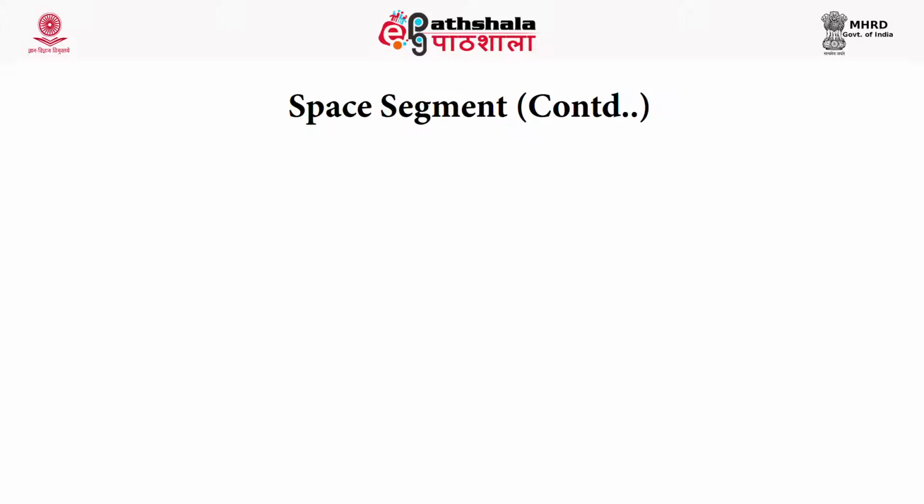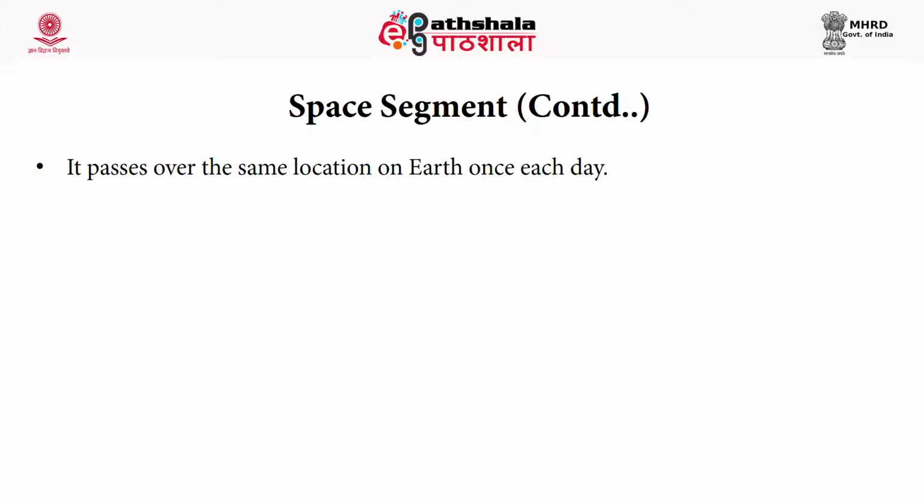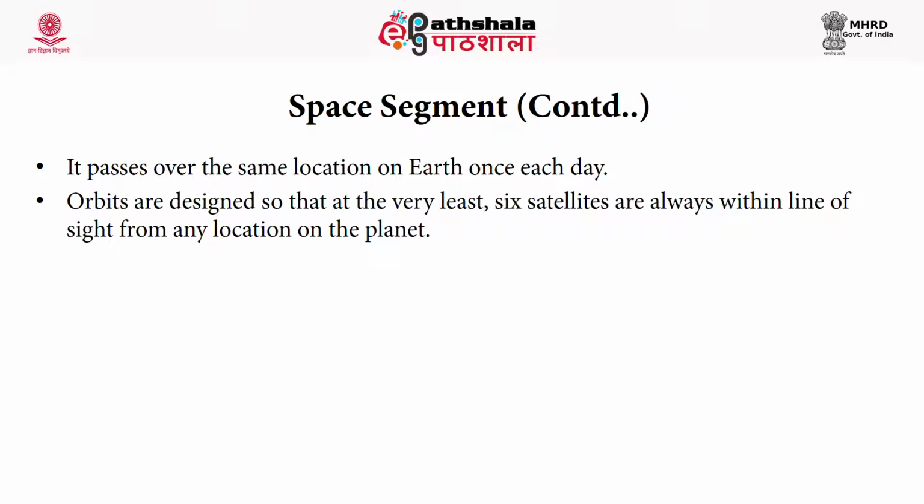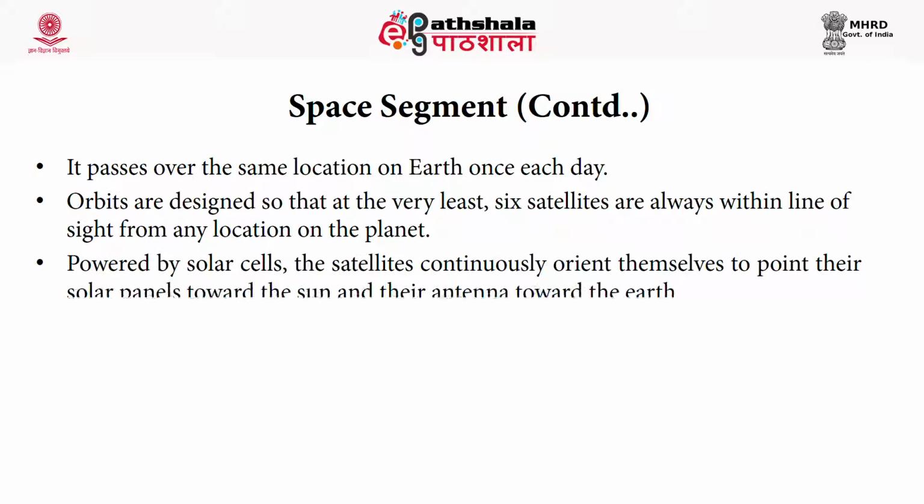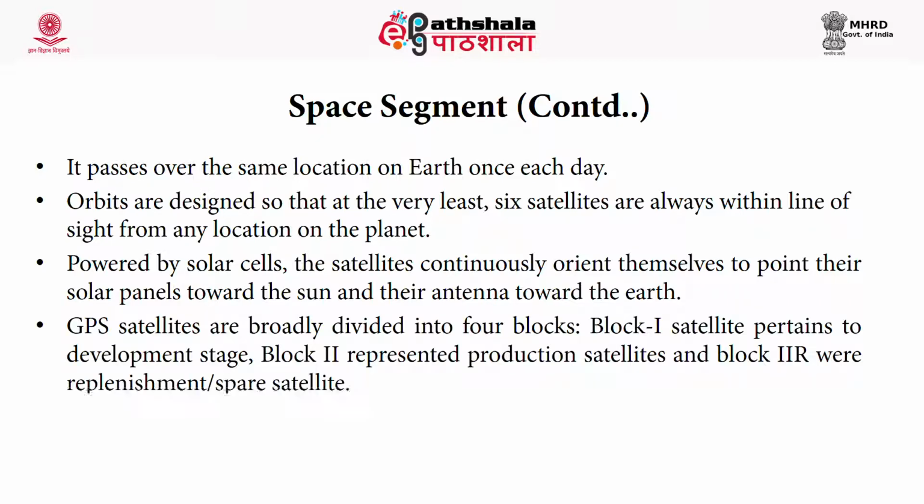Further, these satellites pass over the same location on earth once each day. The orbits are designed so that at the very least 6 satellites are always within line of sight from any location on the planet. Powered by solar cells, these satellites continuously orient themselves to point their solar panels towards the sun and their antenna towards the earth. The GPS satellites are broadly divided into 4 blocks.